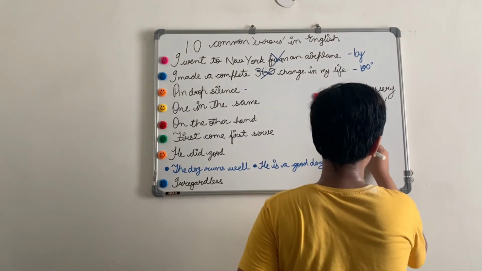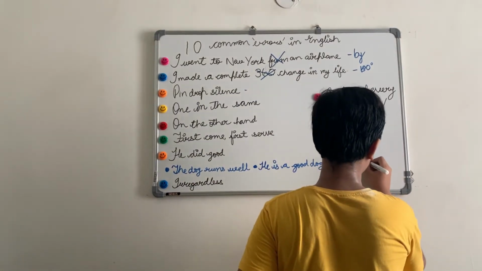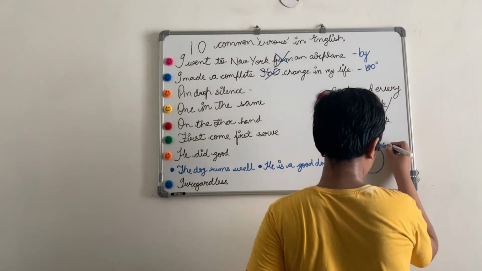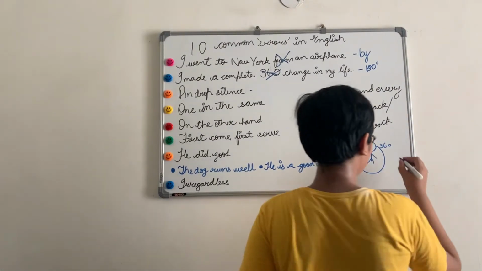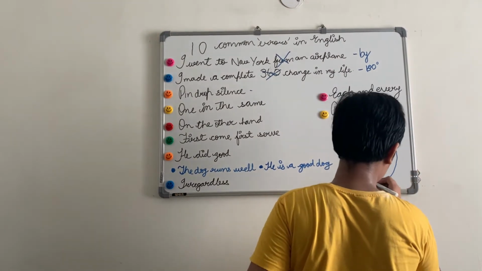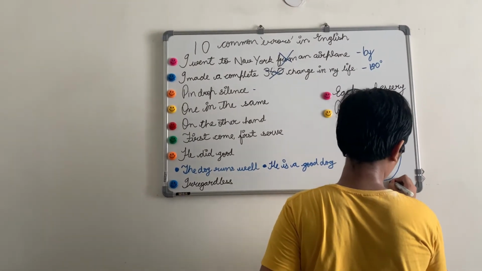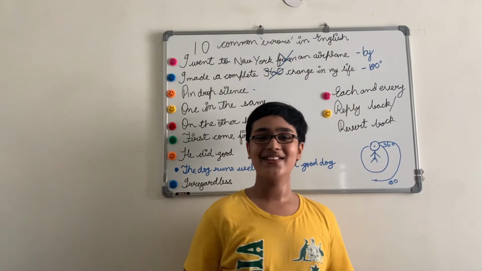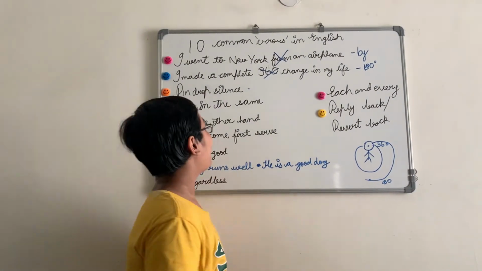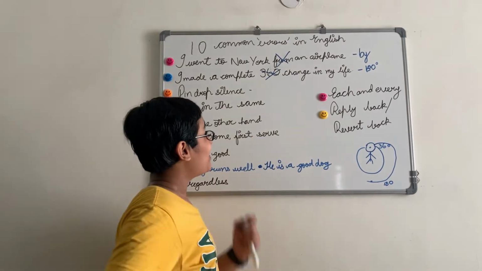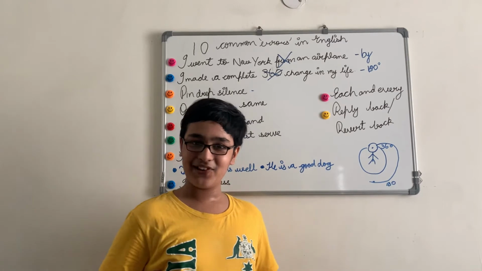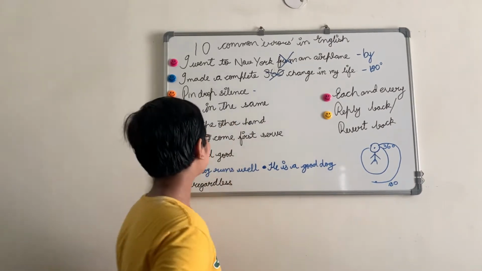So over here, this is you. And when you make a 360-degree, you reach at the same spot. And when you make a 180-degree turn, then you are completely opposite to 360-degree. Okay? So this was about, I made a complete 360-degree change in my life. So now, let's have a look at the next one.